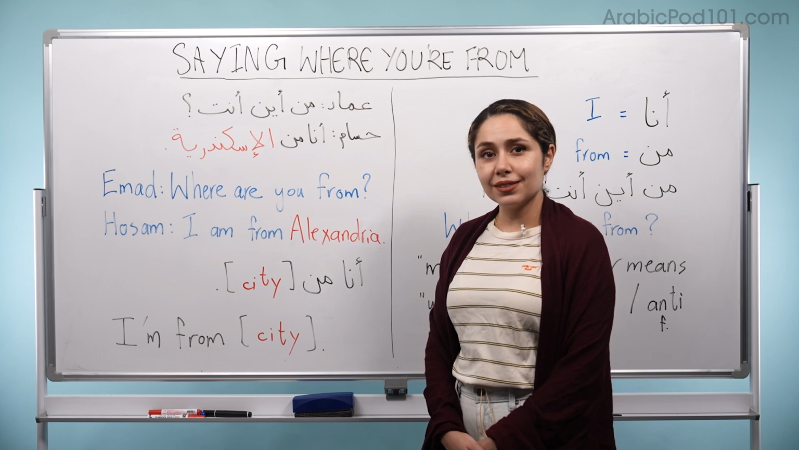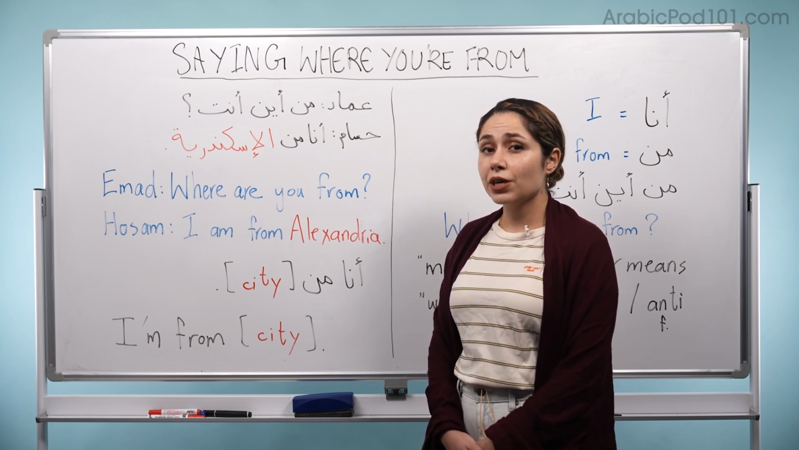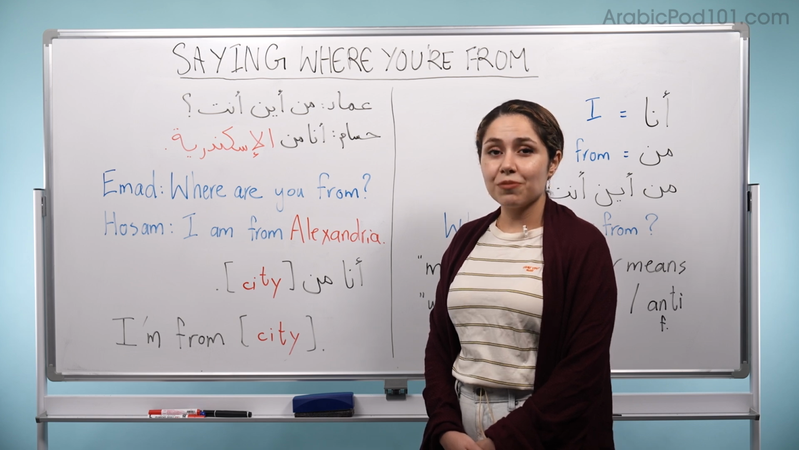من أين أنت؟ أنا من الإسكندرية. Where are you from? I am from Alexandria.